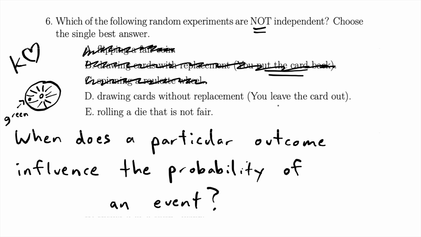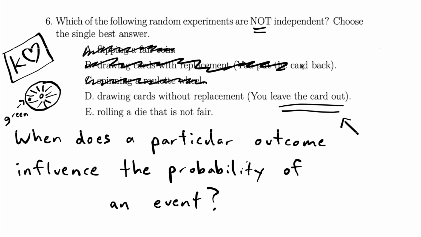Drawing cards without replacement. So now we're leaving the card out. Say we drew the King of Hearts with our first card and we leave it out. Does that affect the probability that we draw the King of Hearts with the second card? Definitely. So when you don't put the card back, what you did earlier can change the probability of what comes later. That's exactly what not being independent means. And so this is a not independent situation.